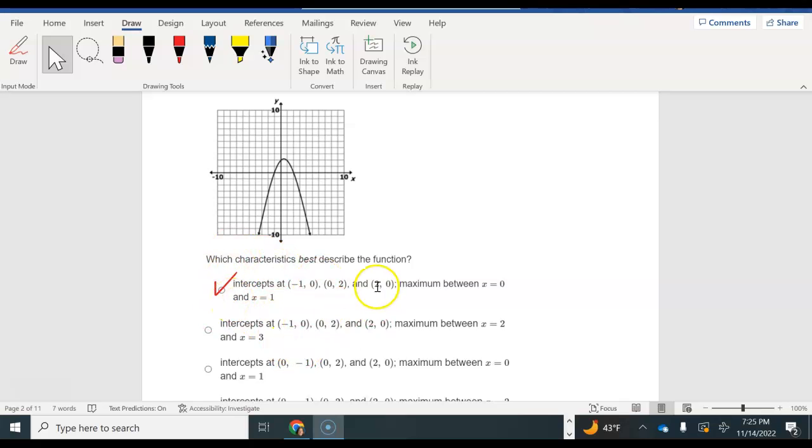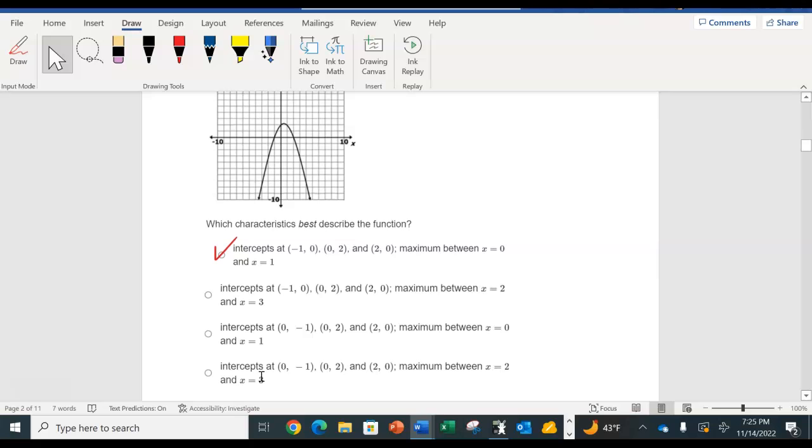All right, these have the same intercepts, but it says the maximum is between 2 and 3. That would put it over here, and that is not true. The next one says 0, negative 1. It would have a point down here at negative 1, and that is not true. And the next one has the same thing. So the intercepts are not correct. So the first one is the only one that describes the characteristics of that graph.